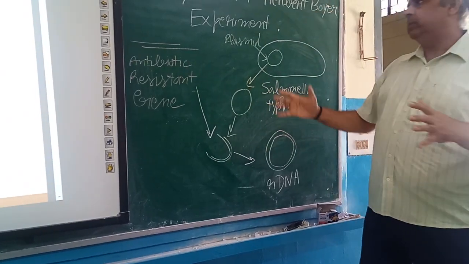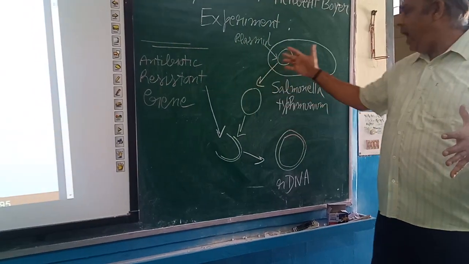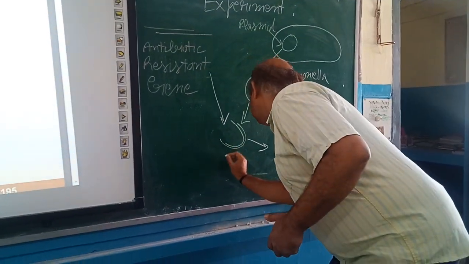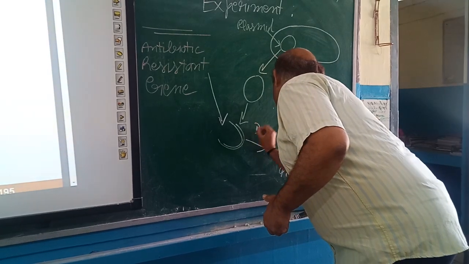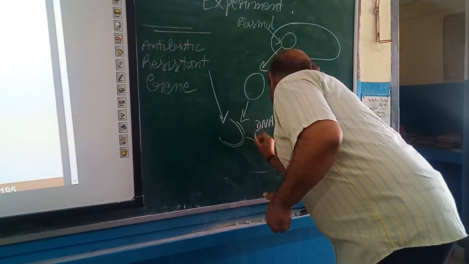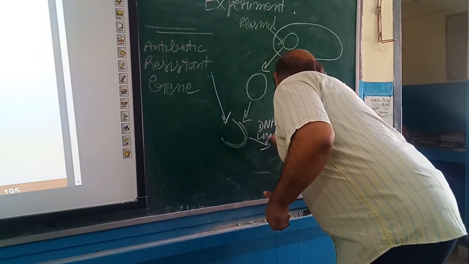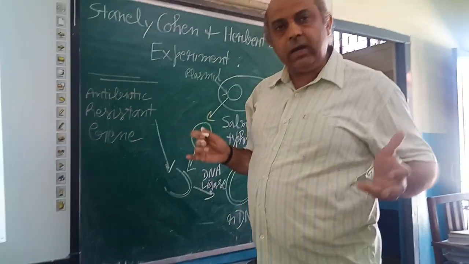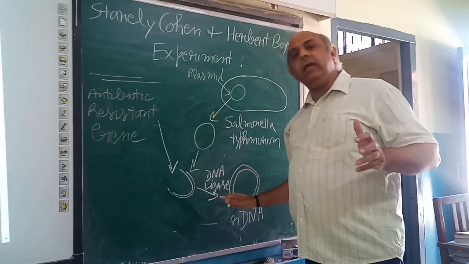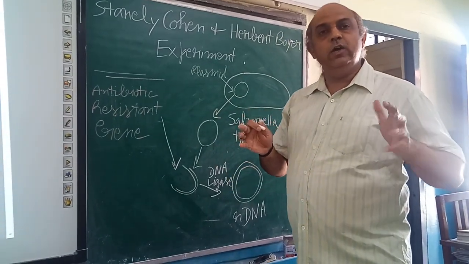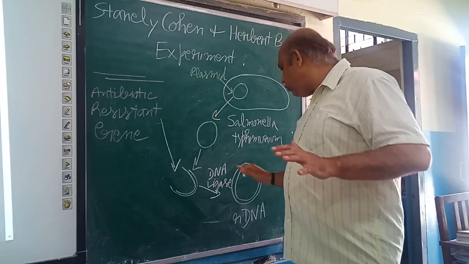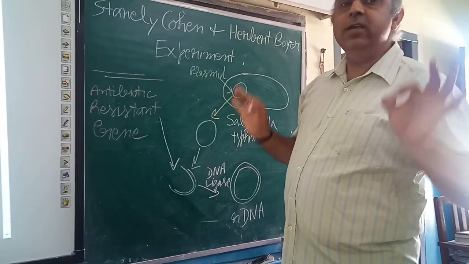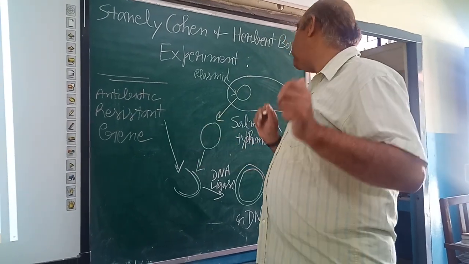To join the antibiotic resistant gene and the plasmid, they used the DNA ligase enzyme. As we have seen in lecture number 1, the DNA ligase enzyme is required to join two DNA segments. And this formed a recombinant DNA. This was the first recombinant DNA formed in their experiment.